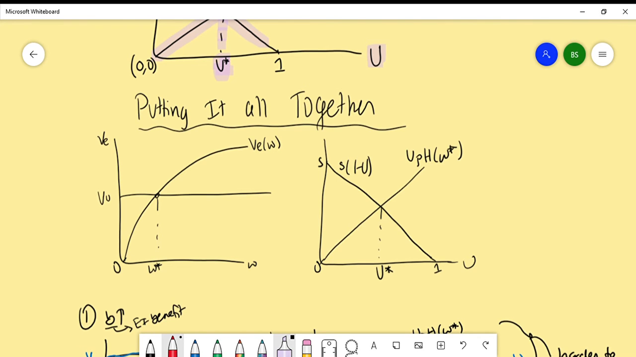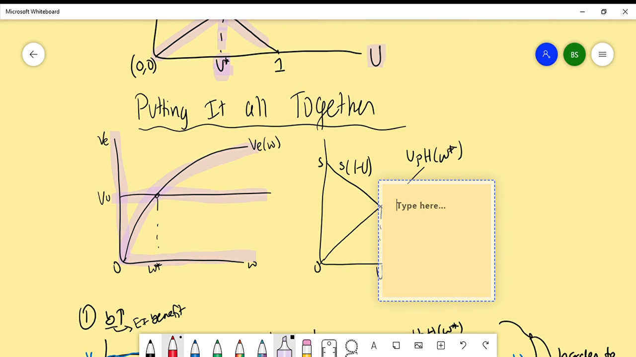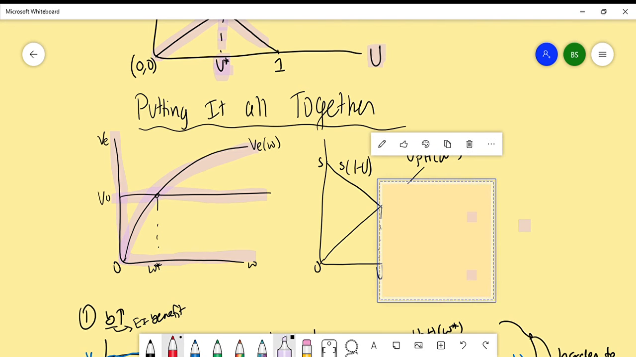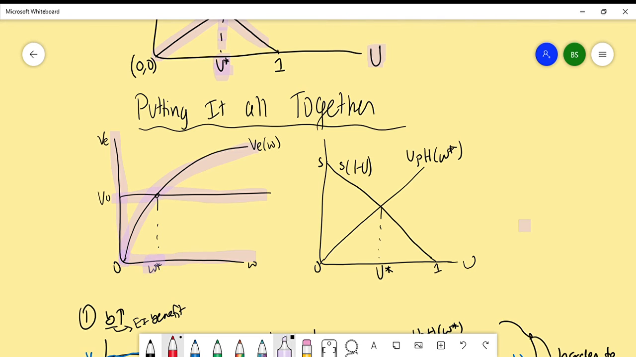First of all, we have our original graph with the value of being unemployed and the value of being employed, like this. And this thing over here gives you your reservation wage. And this graph over here shows us going from employment to unemployment and unemployment to employment, etc. And this thing gives us our equilibrium unemployment level. So it's equilibrium, yay.